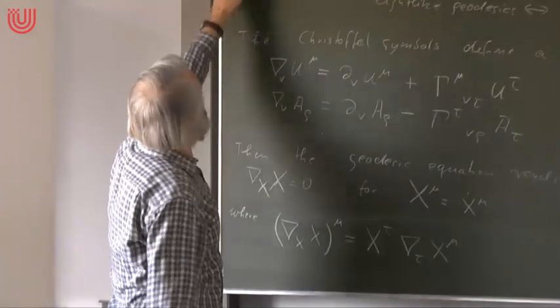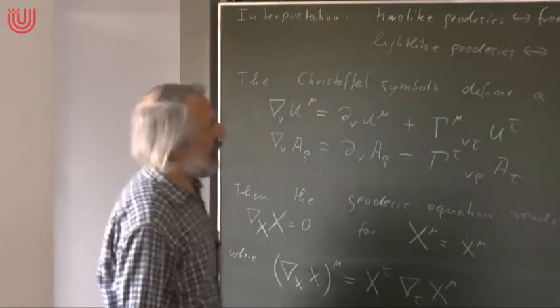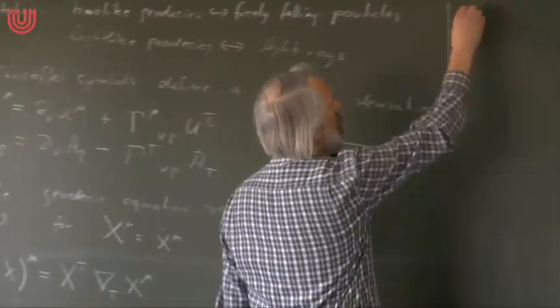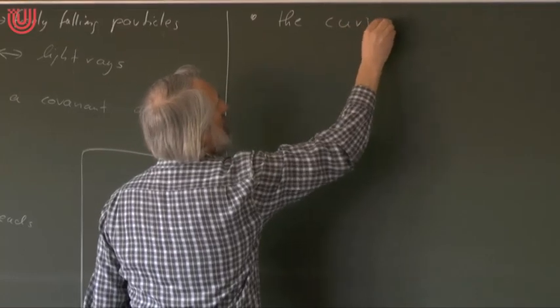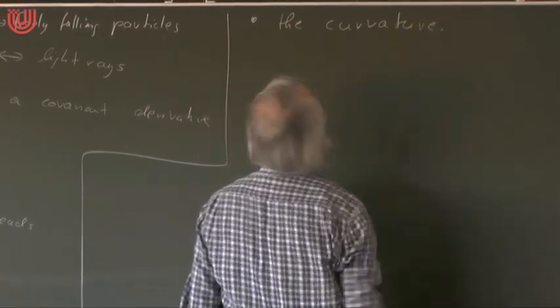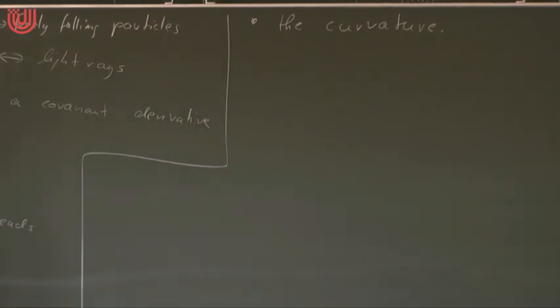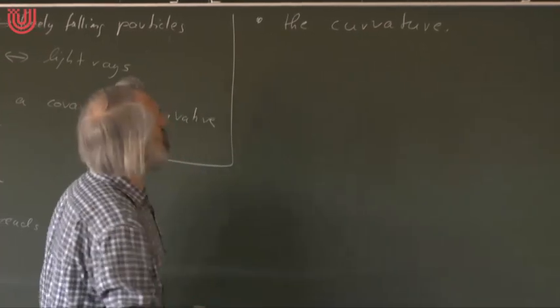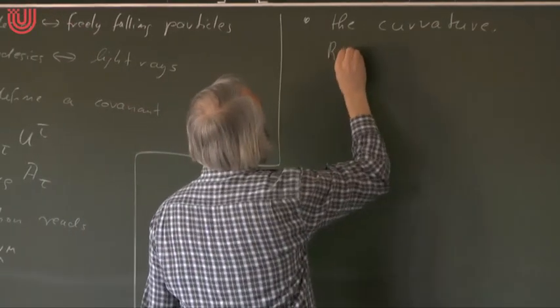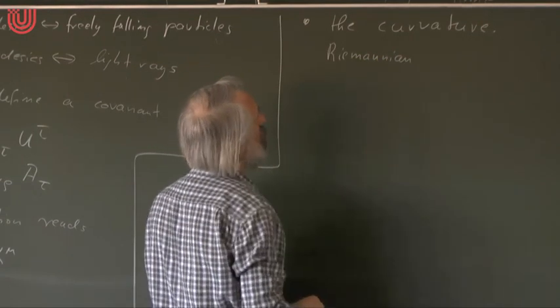So, I said the metric determines the causal structure, then the metric determines the geodesics. And what else does the metric determine? Of course, the curvature. And the quantity which describes the curvature of a Lorentzian manifold is the Riemann curvature tensor. That's a tensor field of fourth rank.